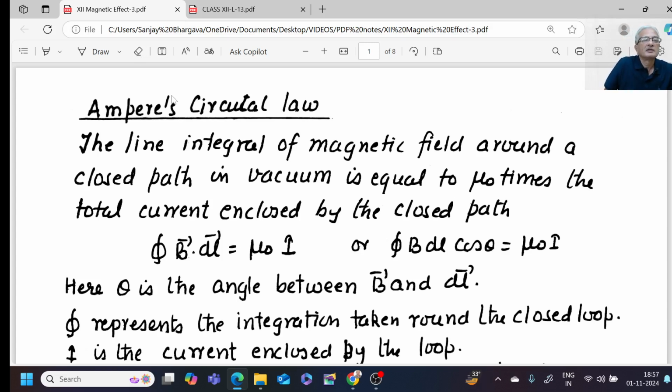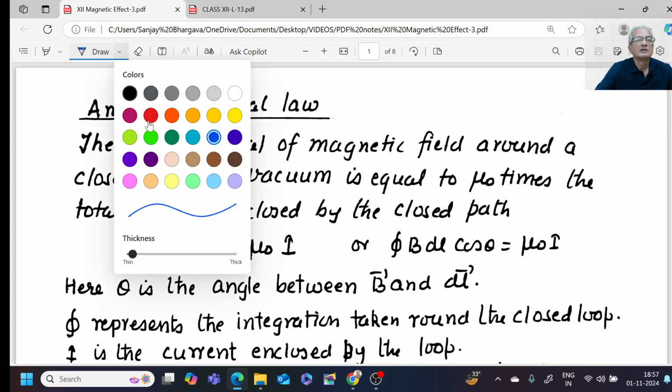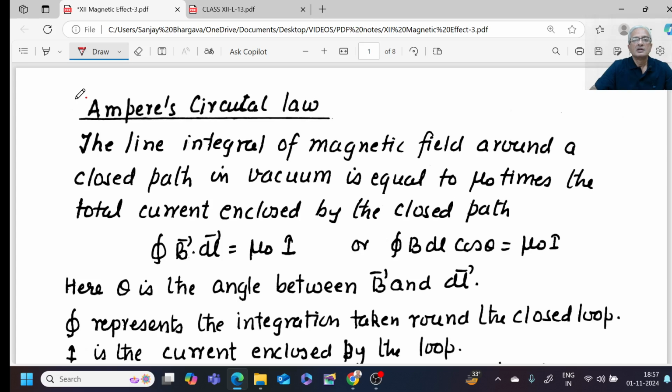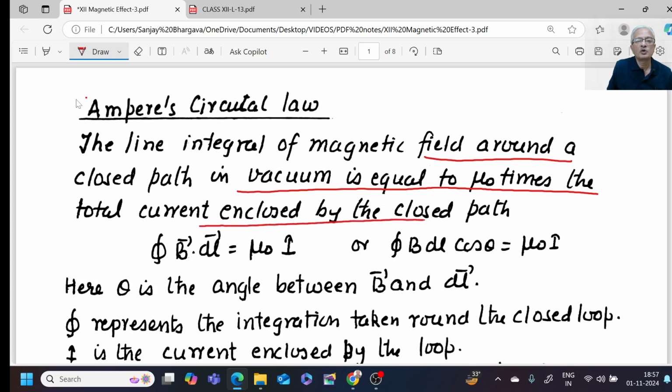It says the line integration of a magnetic field around a closed path in vacuum is equal to mu 0 times the total current enclosed by the closed path. Mathematically, integration B dot dl must be equal to mu 0 I, or B dl cos theta must be equal to mu 0 I.